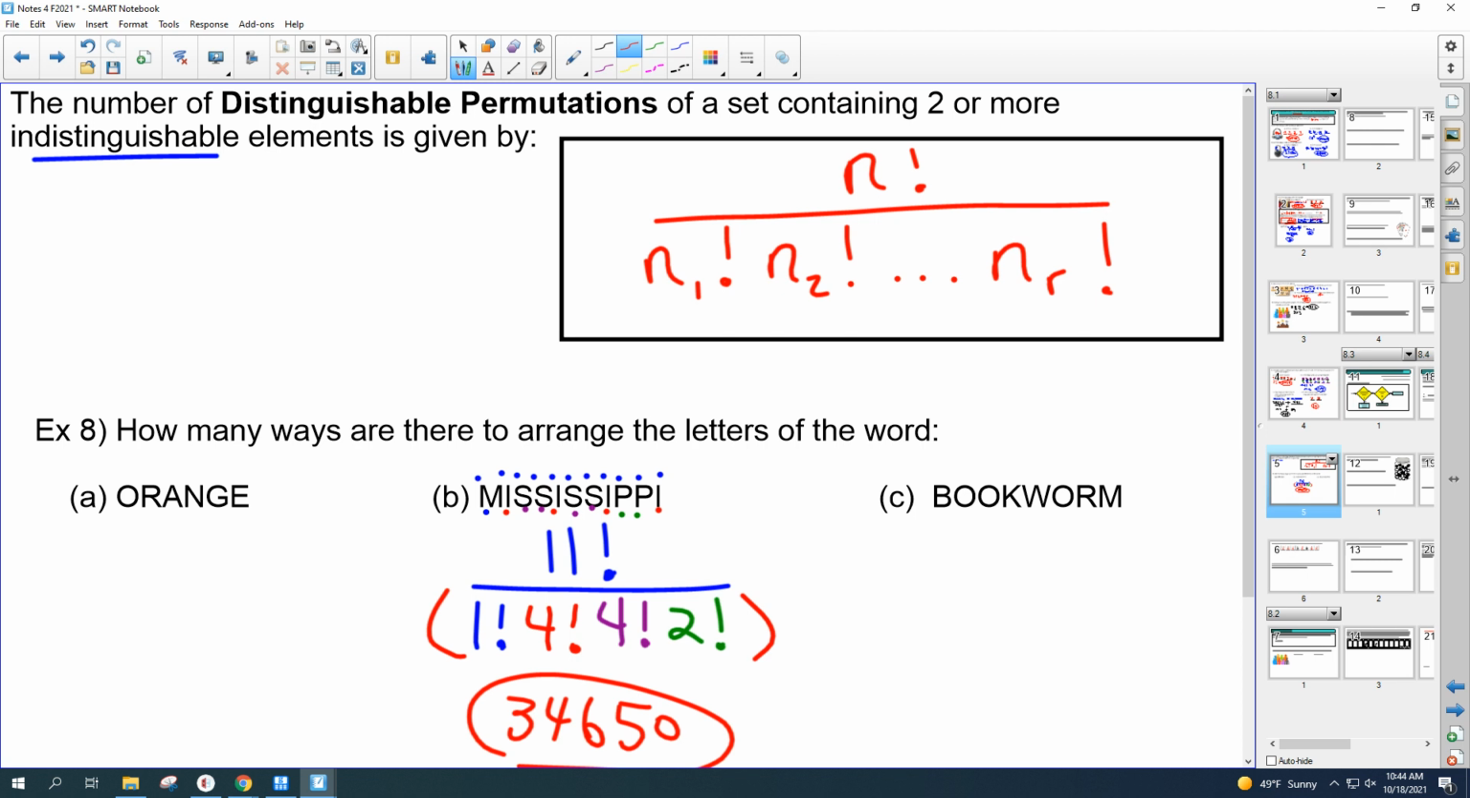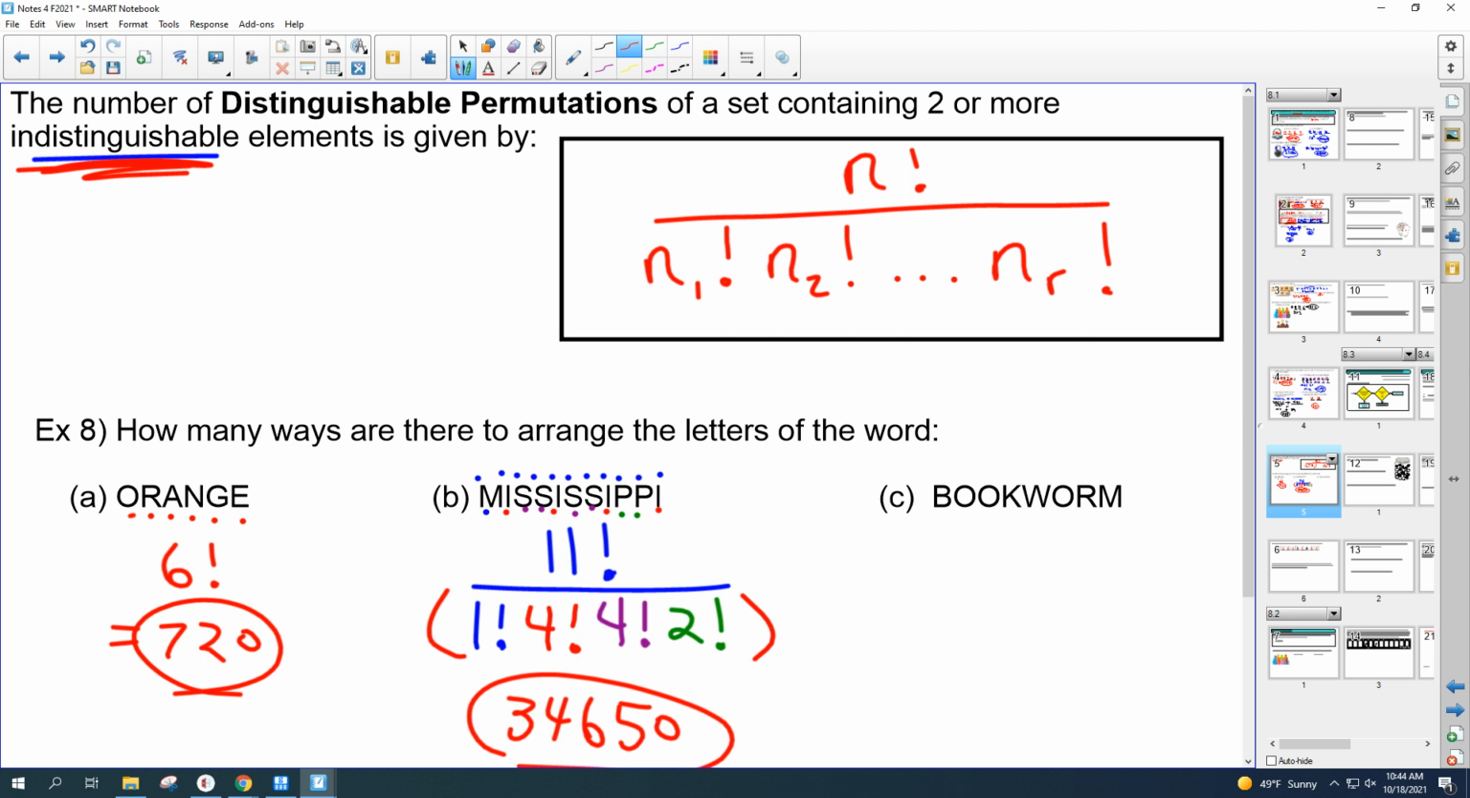So number 8 says how many ways that are arranged the letters of the word orange. If I'm doing orange, I see 1, 2, 3, 4, 5, 6 letters. 6 letters. And if they're all different, it's just a factorial. If they're all different, we don't have to worry about indistinguishable elements because it doesn't apply. I guess if you did the indistinguishable elements formula, you divide by 1 factorial, 1 factorial, 1 factorial, 1 factorial, 1 factorial, 1 factorial, but you don't really need to. 6 factorial equals 720.